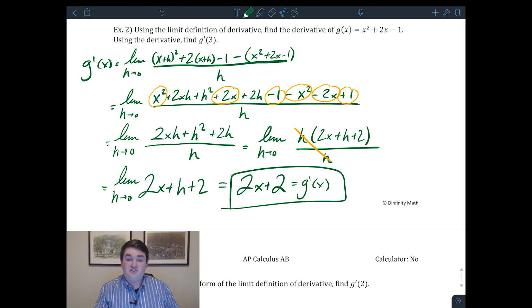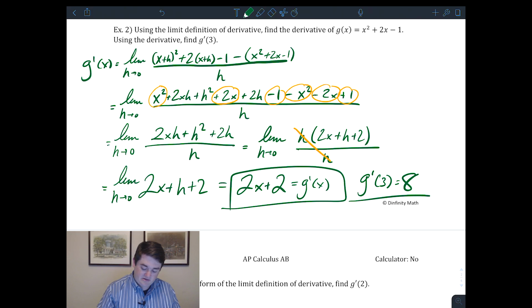The next part said find g prime of 3. Well, that's comparatively easy. To find g prime of 3, I'm just going to plug 3 into my derivative. 2 times 3 is 6, plus 2 is 8.